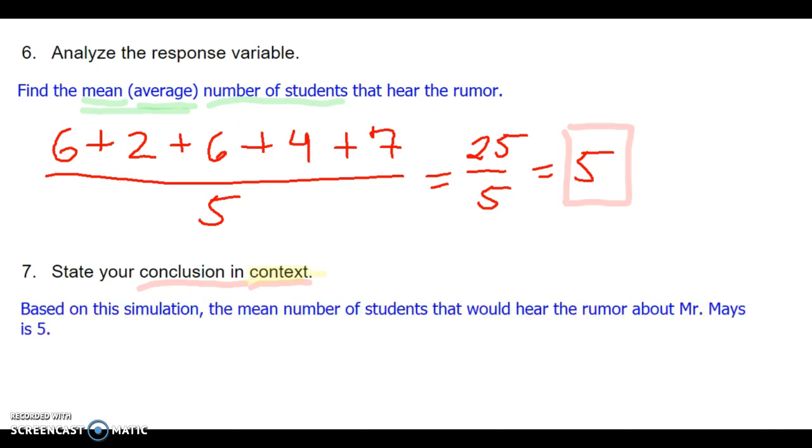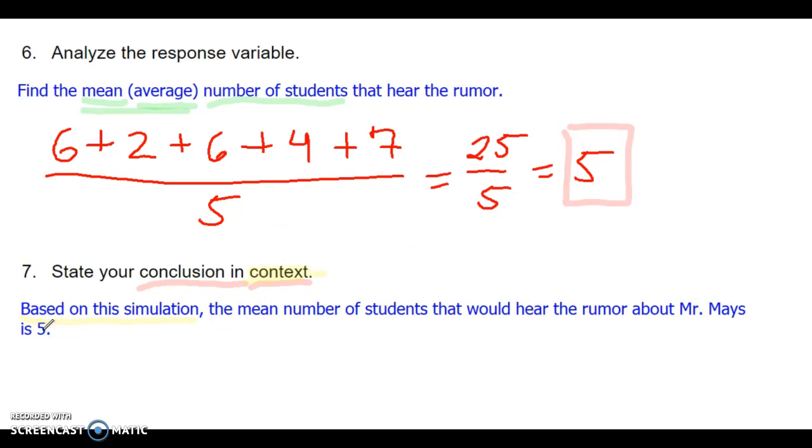All right, so here is our conclusion. Based on this simulation, now that little phrase right there is important because we are running a simulation. We want to say, based on this simulation. If we were doing something different, if we were running a hypothesis test, we would say, based on this test. Or if we were collecting a sample and we were using the sample, we would say, based on this sample. But in this case, we are running a simulation. So based on this simulation, the mean number of students that would hear the rumor about Mr. Mays is 5.